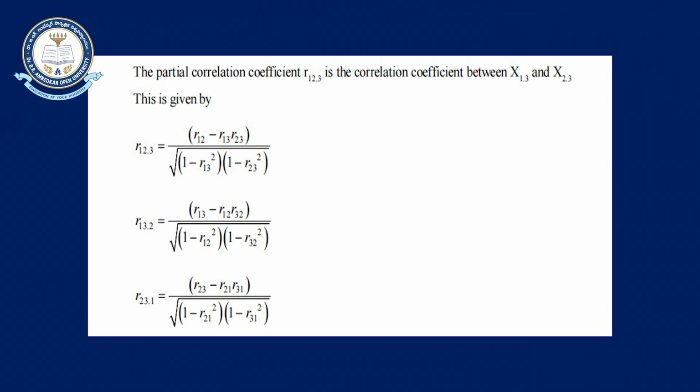R13.2 equals (R13 minus R12 R32) divided by root over (1 minus R12 whole square) into (1 minus R32 whole square). R23.1 equals (R23 minus R21 R31) divided by root over (1 minus R21 whole square) into (1 minus R31 whole square). Now I am going to explain one example.